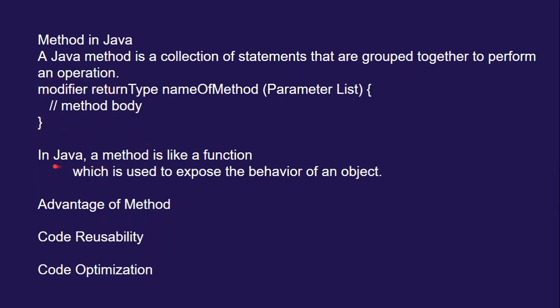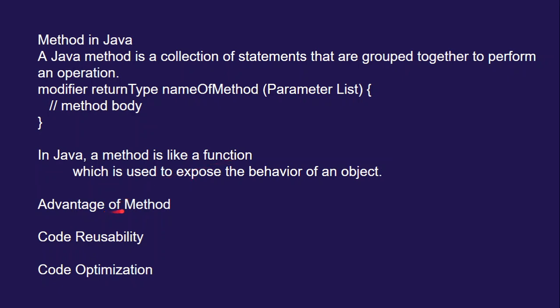Now what is the use of this method? This method helps to expose the behavior of an object. We have seen that an object consists of data as well as functions. So how to expose the behavior of an object? That is through the function. If we say a car has the behavior of running, how to expose it? We have to drive the car, so we have to expose the behavior. That is done through the function.